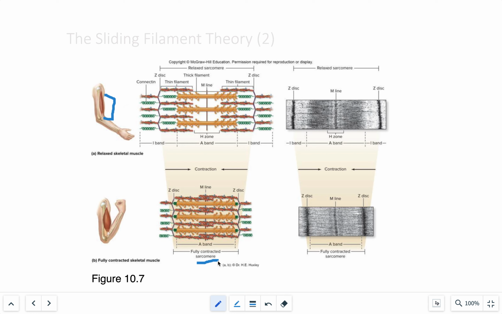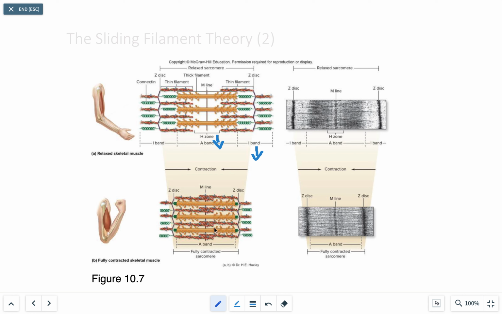The first things that we should notice when we look at the bottom picture versus the top picture: the first thing is the H zone gets a lot smaller. The I band also, when we're looking at it, gets smaller. So we see a decrease in the H zone, and we see a decrease in the I band, and this is during contraction.